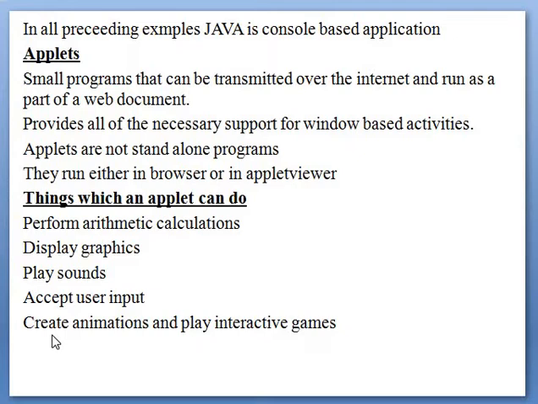So, as in our slide, applets are small programs that can be transmitted over the internet and run as part of a web document. For internet programming, we will be using applets. Normally applet programs are uploaded to a web server. A user will be using a browser. Upon request, the applet code will be downloaded to the browser and executed with the help of a Java enabled web browser. Applets provide all of the necessary support for window based activities.